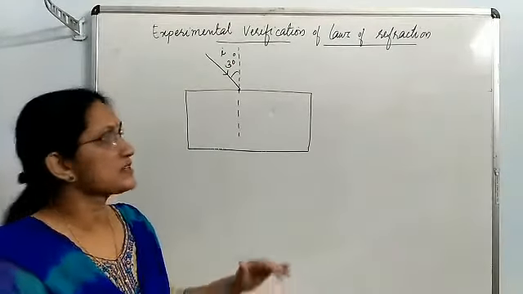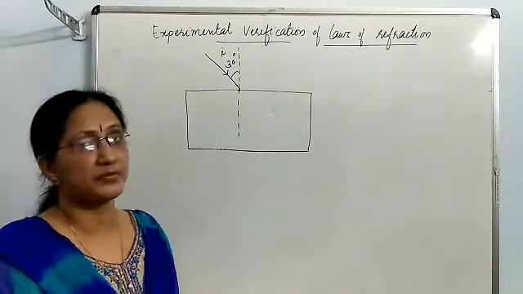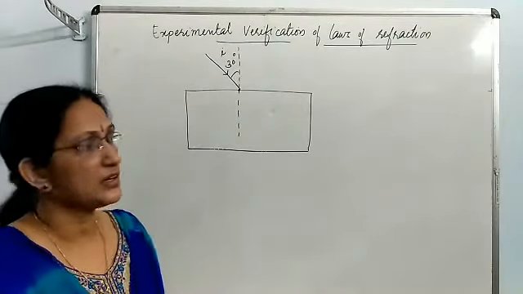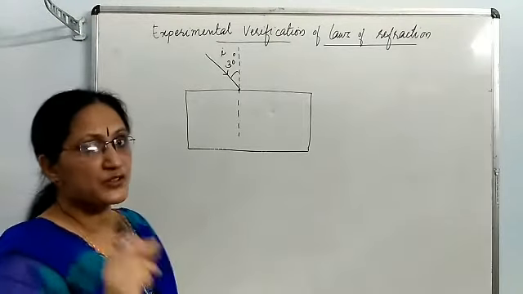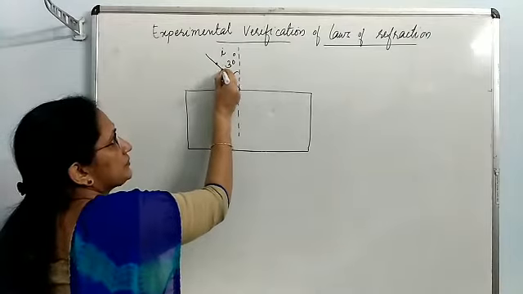Now the question is, where will its refracted ray be? We have to find out the refracted ray. For that, what you have to do is fix two pins on this incident ray vertically.